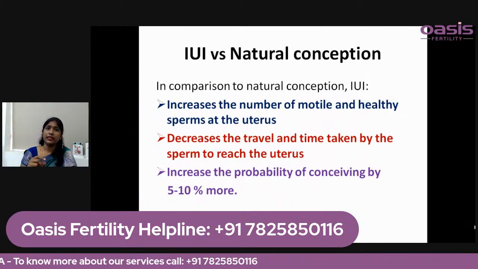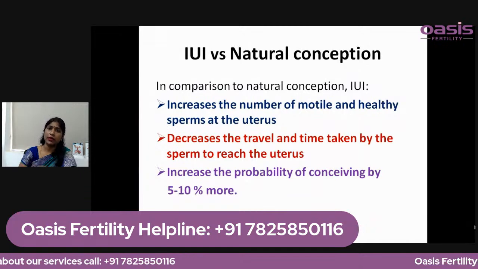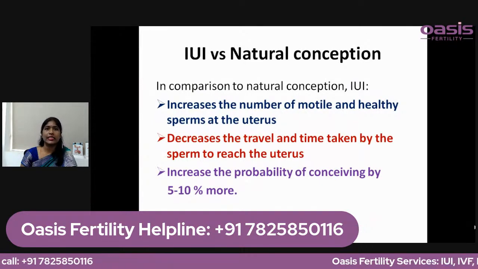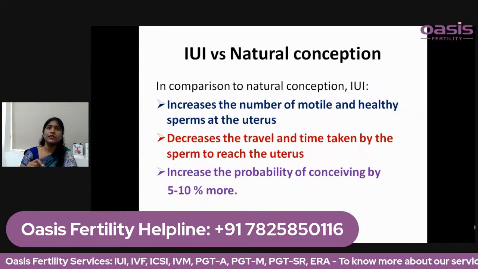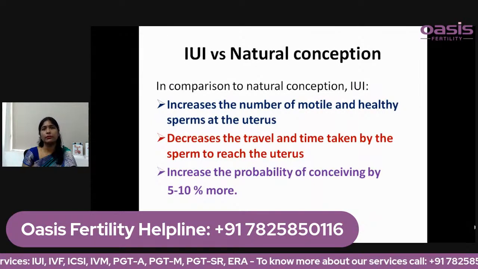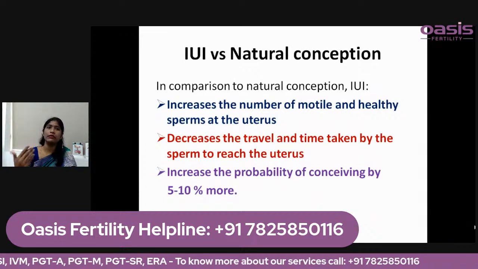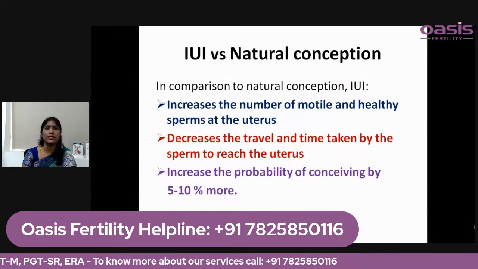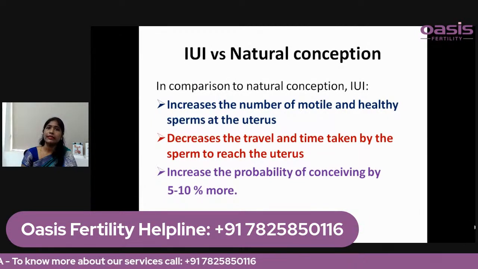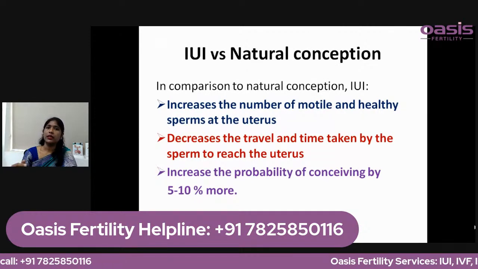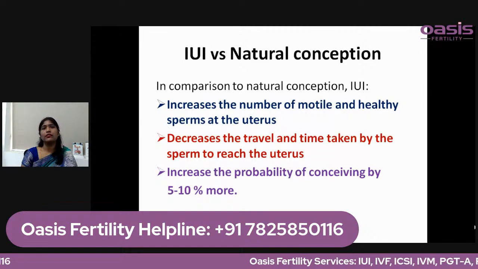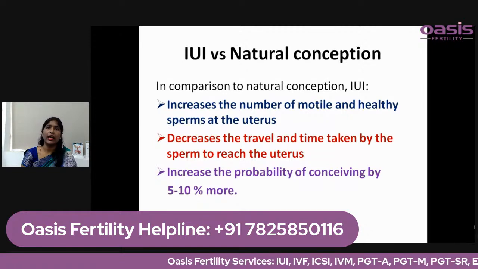And secondly, the distance the sperms have to travel from the vagina to the uterus is now saved. So the time is saved, and the distance they travel is also saved. Now the sperms have to travel only a short distance from the uterus to the fallopian tubes, and we have already placed a large amount of sperms inside the uterus. So the probability, in comparison to natural conception, slightly increases by 5 to 10% when we are doing an IUI.